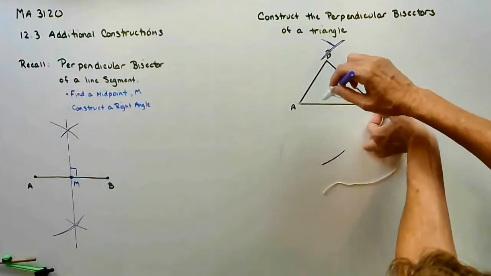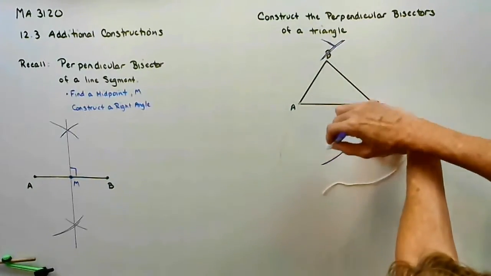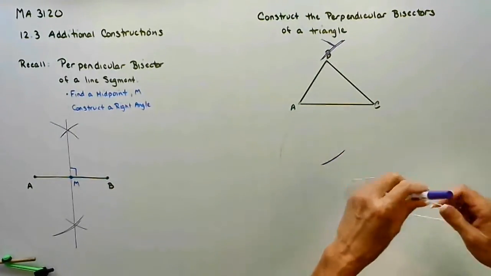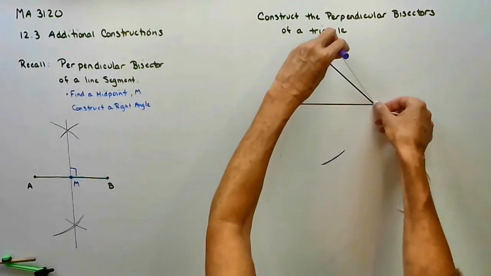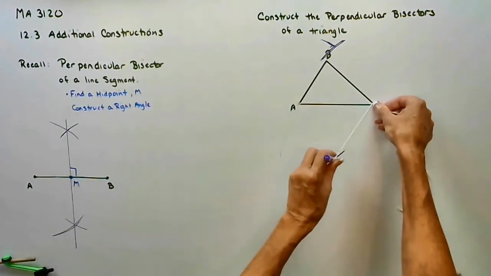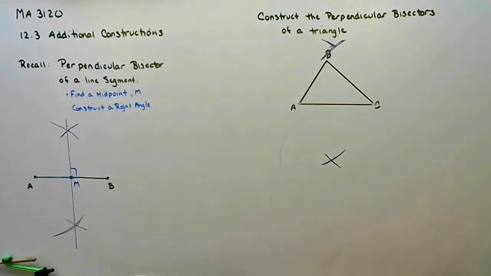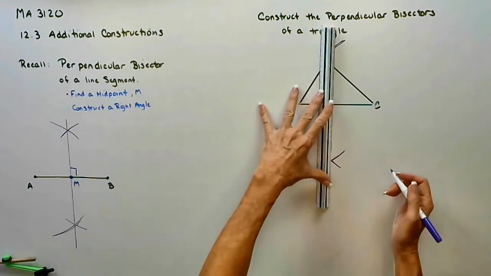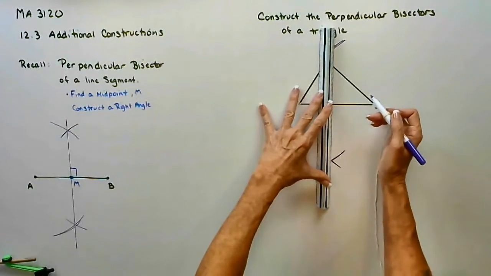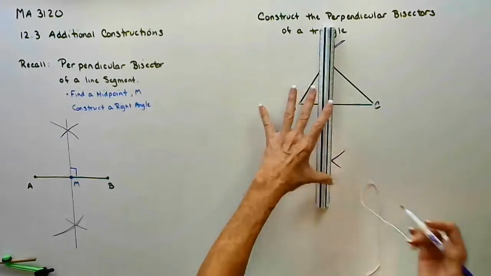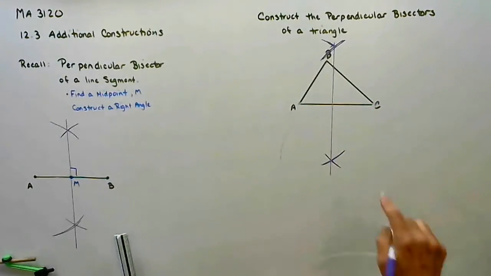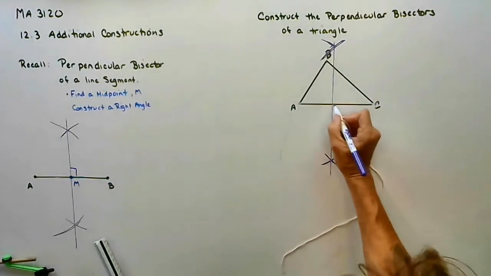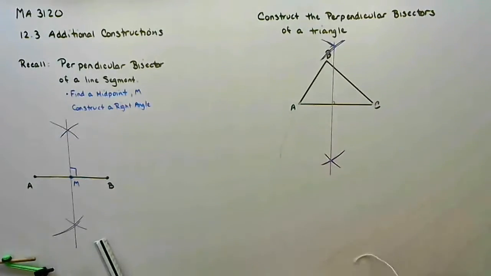And again, being right-handed on a board that doesn't move, let me see if I can do this left-handed. Okay. And if I connect these points of intersection, I should have my midpoint right here, and I now know that's a right angle.